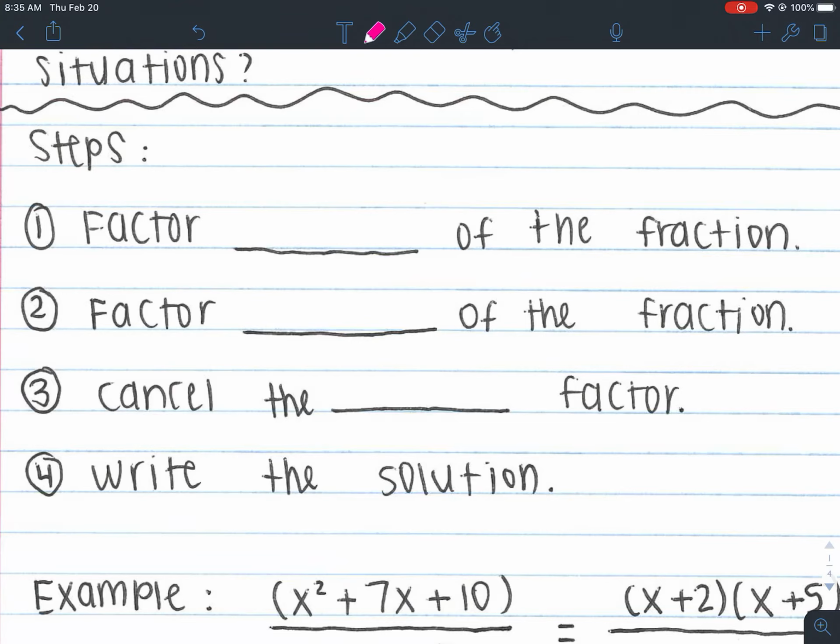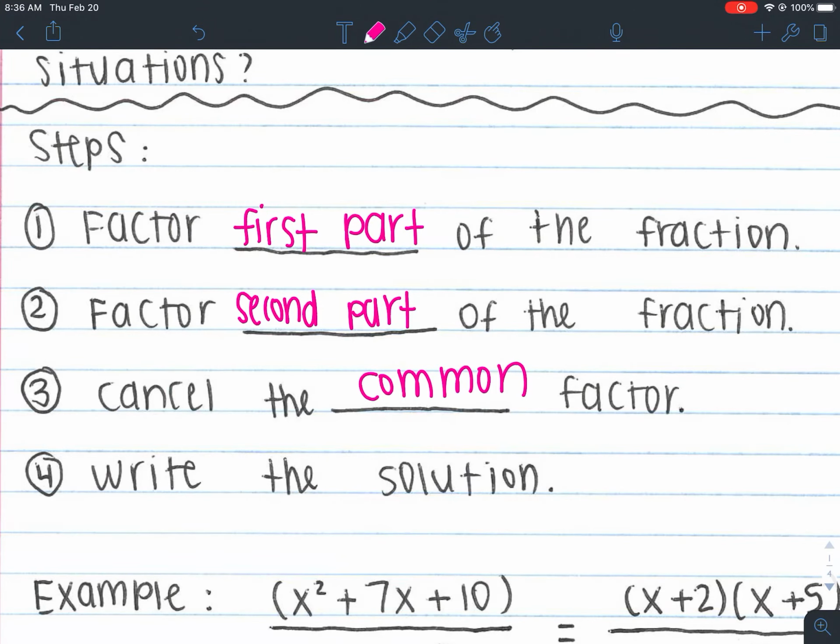So the first thing you want to do is factor out the first part of the fraction. After you do that, you want to check to see if you can factor the second part of the fraction. After you've factored everything, you want to cancel the common factor, and then you're going to write the solution.